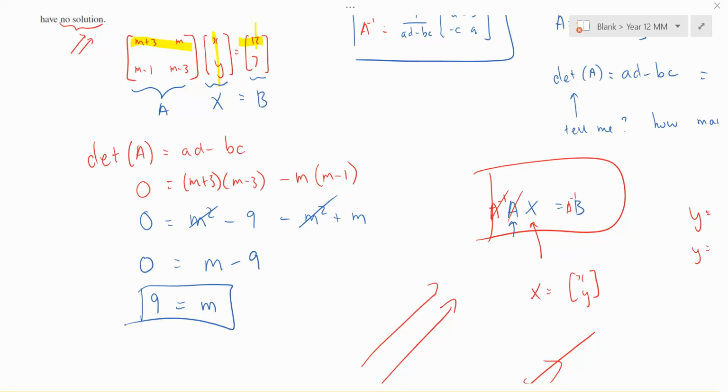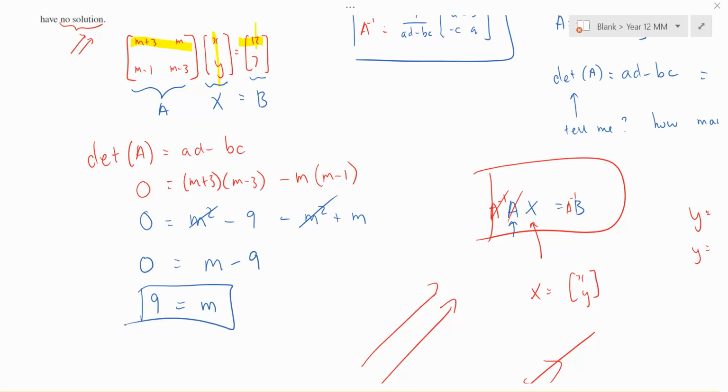Alright, but now remember this doesn't tell me that I've got an answer yet. This just tells me m equals 9. That tells me when the determinant is 0. If the determinant is 0, you have no inverse. But it doesn't tell you whether it's parallel or infinitely many solutions. It doesn't tell you if it's the same line or a parallel line. So how do you find out? What do you have to do? Sub it in. Because that's the only way.